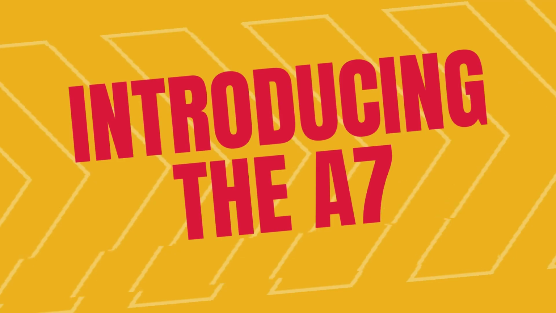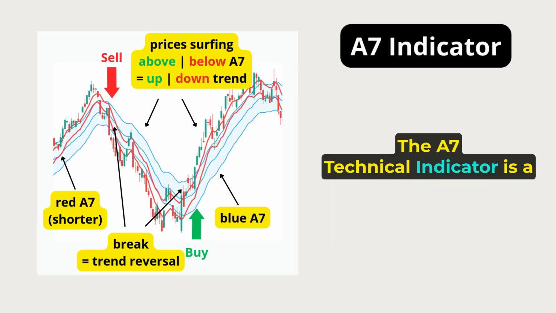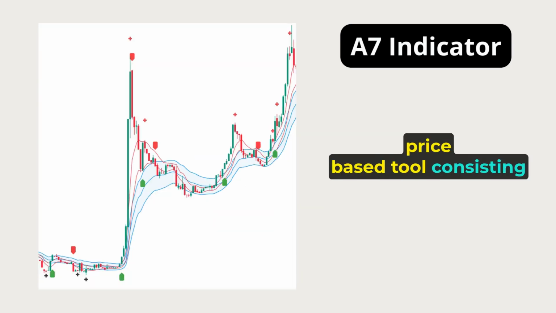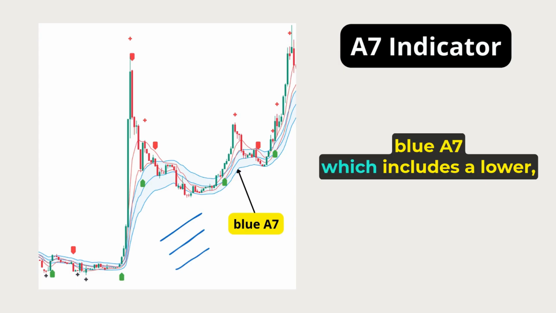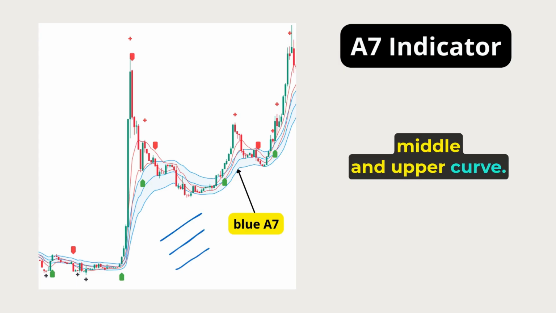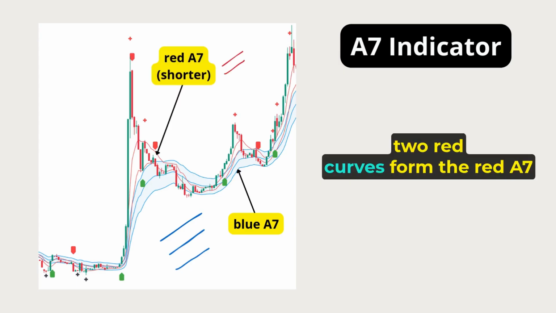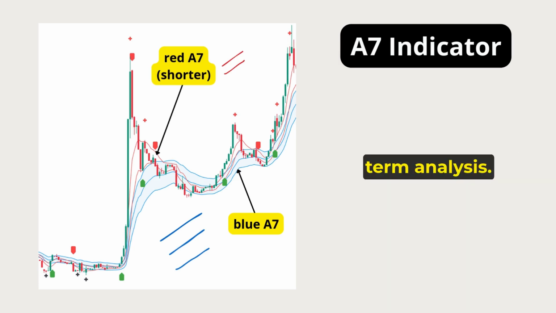Hi, in this video, let me introduce the A7 technical indicator. The A7 technical indicator is a price-based tool consisting of 5 curves. 3 blue curves make up the blue A7, which includes a lower, middle, and upper curve. Additionally, 2 red curves form the red A7, which is designed for shorter-term analysis.